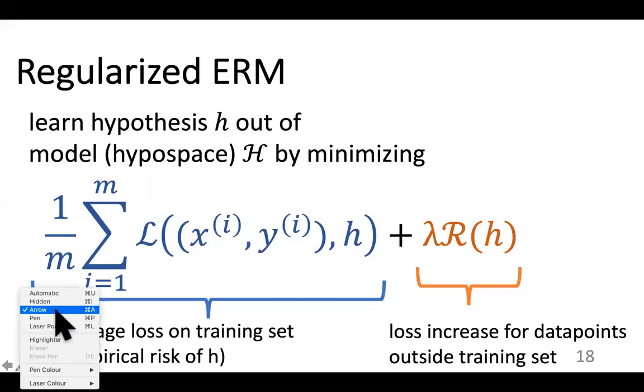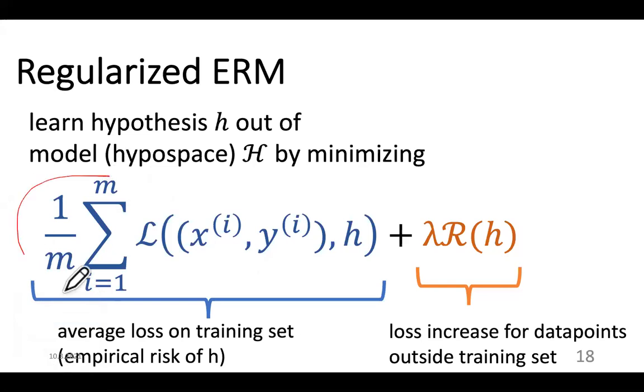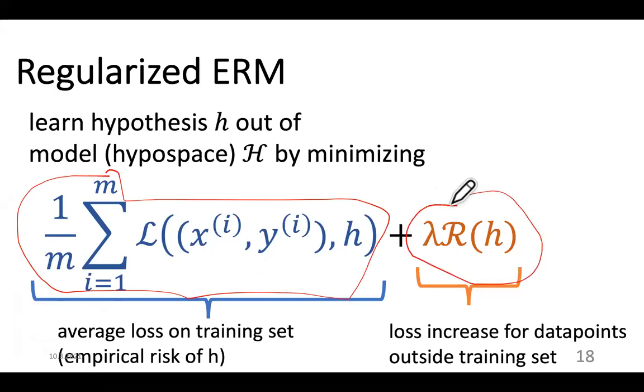So instead of minimizing only this training error here, we minimize the training error plus an additive term, which we call regularization term. And this regularization term can be interpreted as the anticipated increase of the prediction loss when we apply the hypothesis not on the training set, but to data points outside the training set.